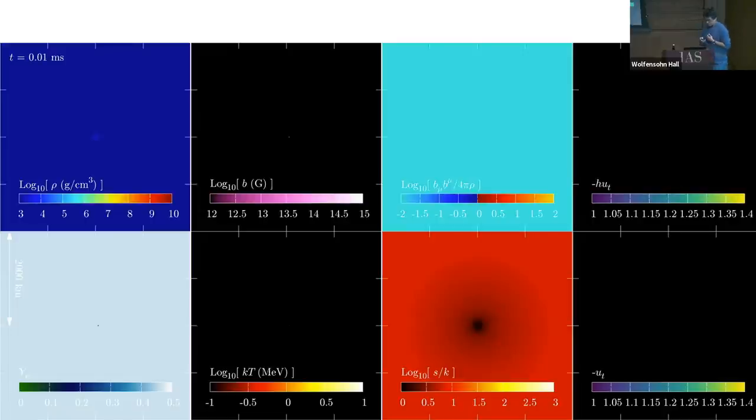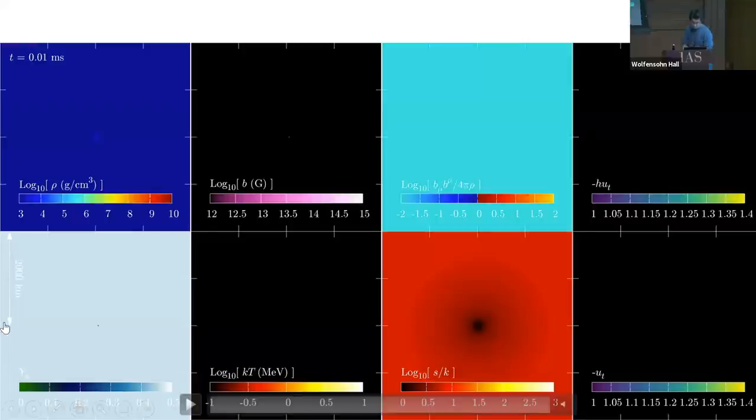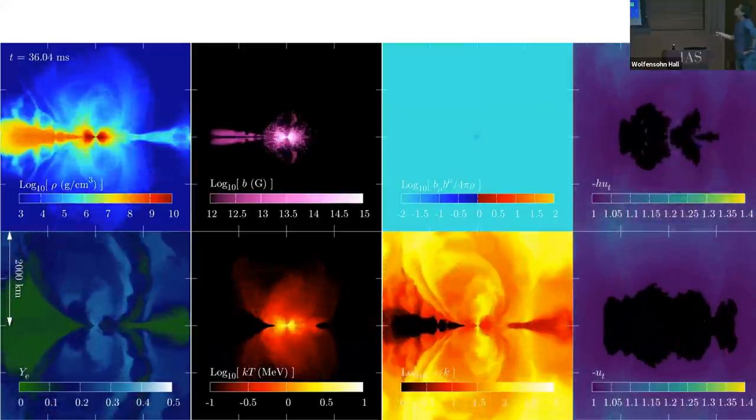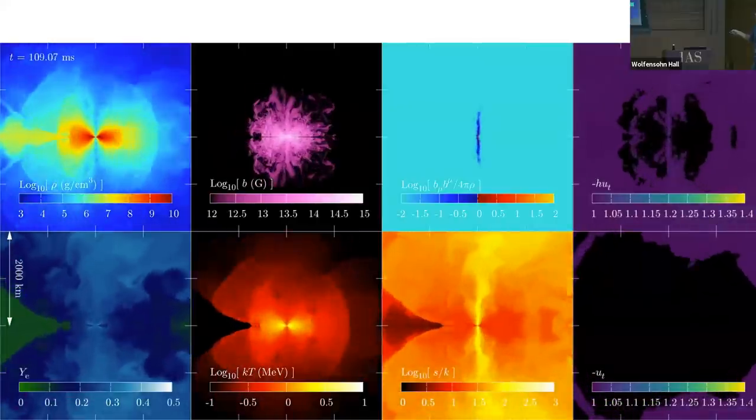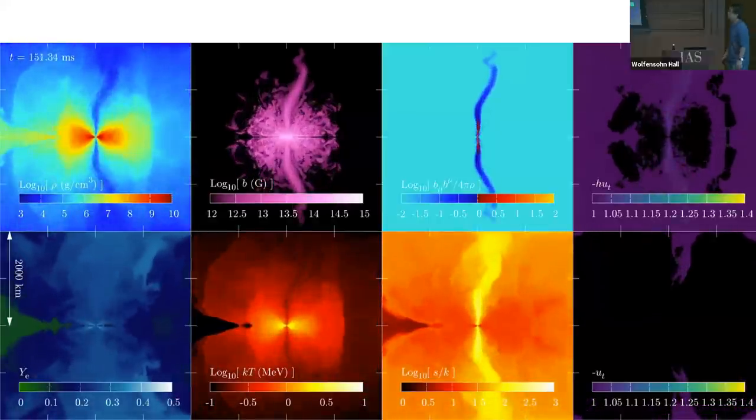Yeah, right. So, okay, this is a visualization. This is a meridian plane, and the black hole always sits at the center. From top left to bottom right: the density, electron fraction, magnetic field strength, temperature, magnetization parameter, entropy per baryon, the Bernoulli criterion, and the geodesic criterion. So the neutron star is tidally disrupted, and a part of the neutron star material is ejected as dynamical ejecta. Here is the dynamical ejecta, and a massive torus forms in this model.